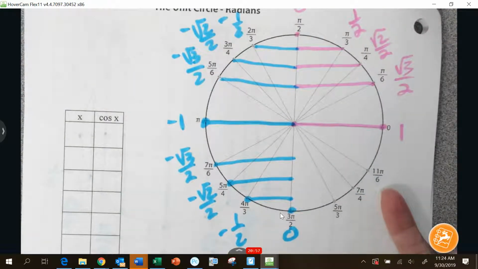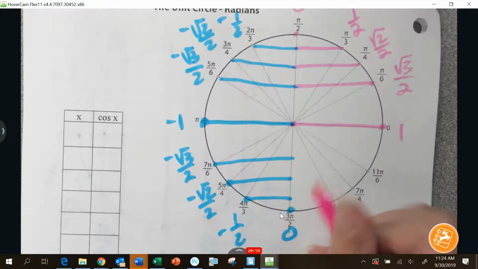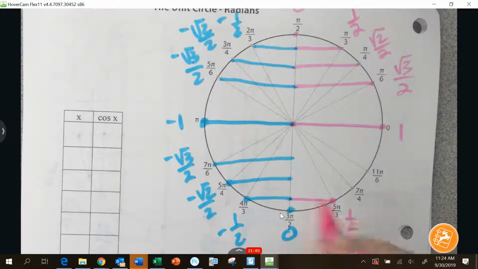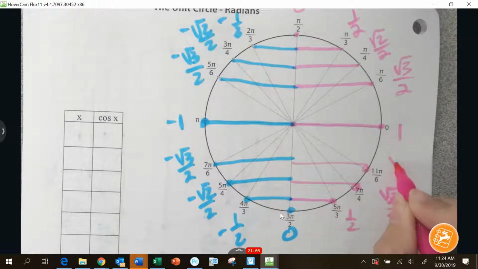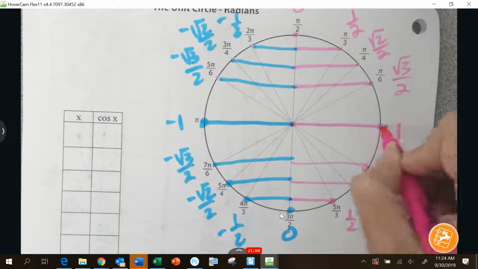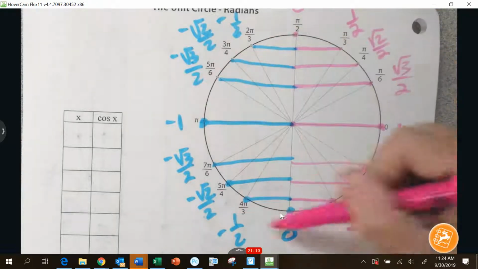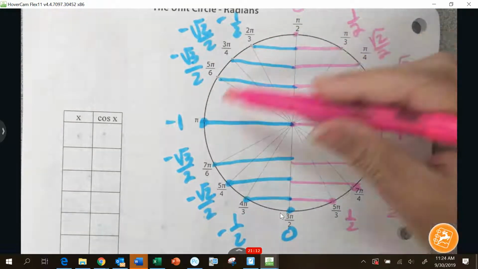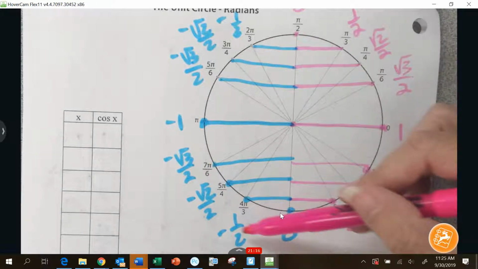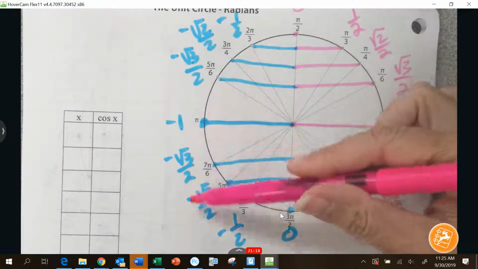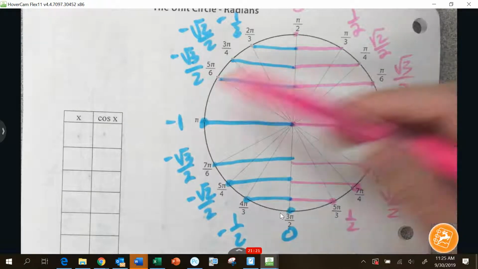We haven't finished cosine yet. We now have to go back positive. 1/2, radical 2 over 2, radical 3 over 2, back to 1. Then we go back down again. Then we come back up again. Then we go to a valley. Then we go to a mountain. Then a valley, and then a mountain. And then a valley. Mountain, valley, mountain.